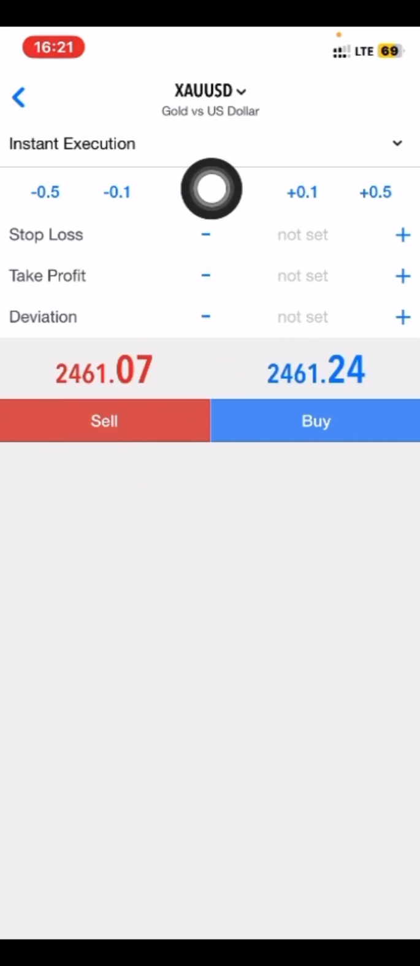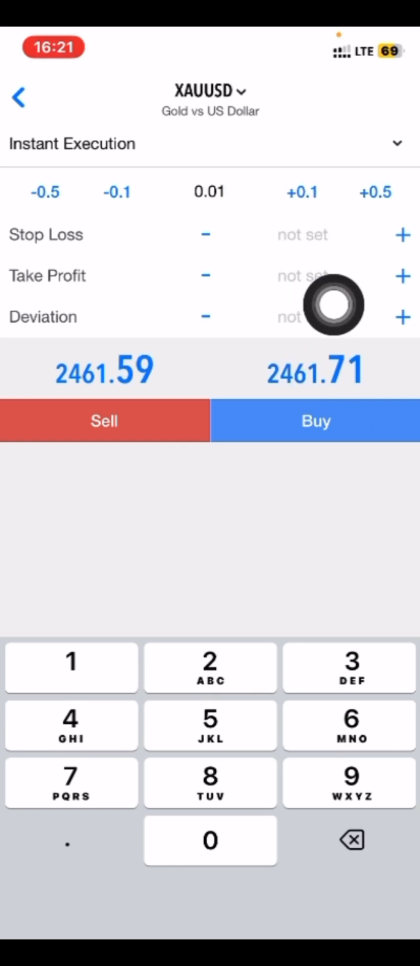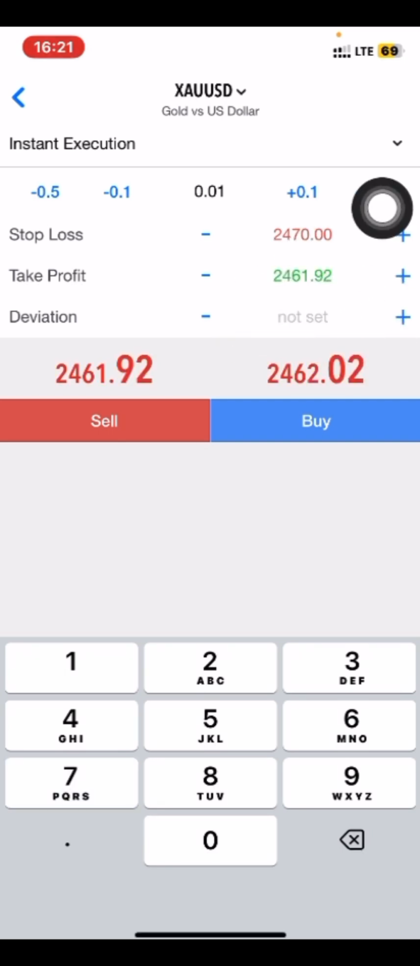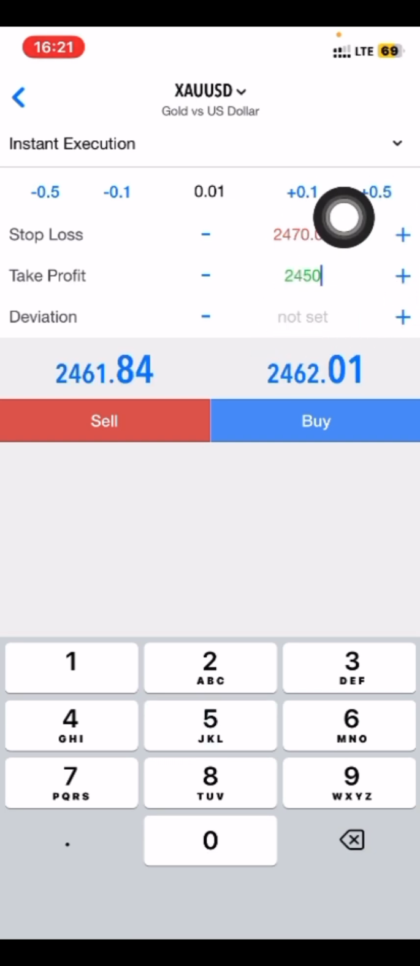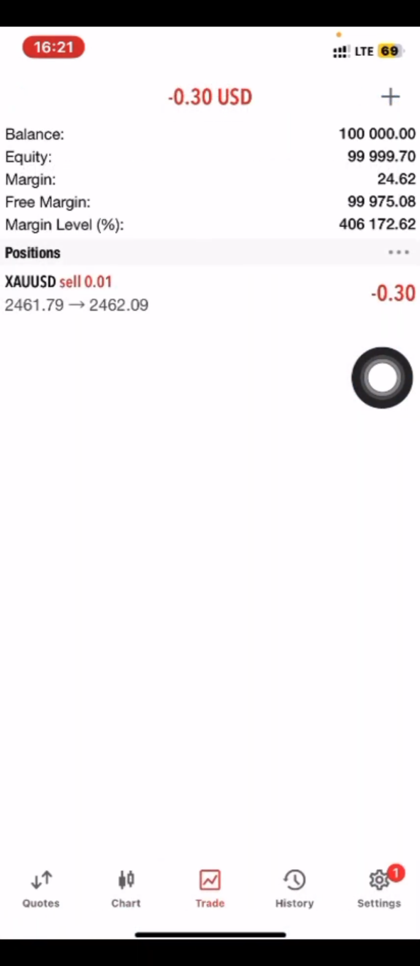So assuming this is the lot size, you can click here to change the lot size. So this is for sell, this is for buy. Then this is where we set our stop loss. A stop loss is given, let's say for the trade I'm about to enter, a stop loss of 70. Then I want to take TP, I want to sell, so let's say TP of 50. Then after setting this up, you click on your sell here. So now you have entered into your trade.